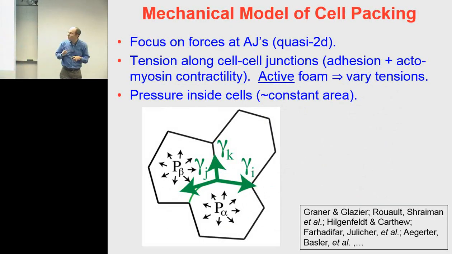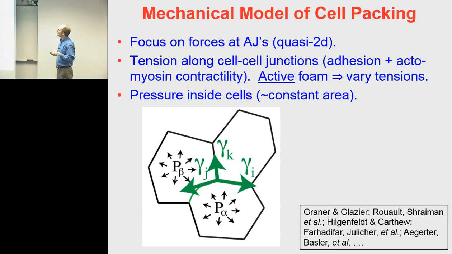Okay. So what that means is that we have a model in which every cell is a polygon. And inside every cell there's a pressure which is, essentially, to keep it near a constant area. You can vary somehow how soft or stiff that is. But more interestingly, there's a tension gamma sitting on every edge. And we can put into our model various ideas about the biology of how that tension gets regulated.